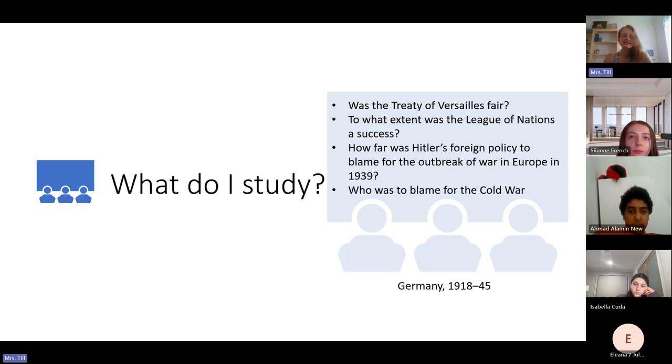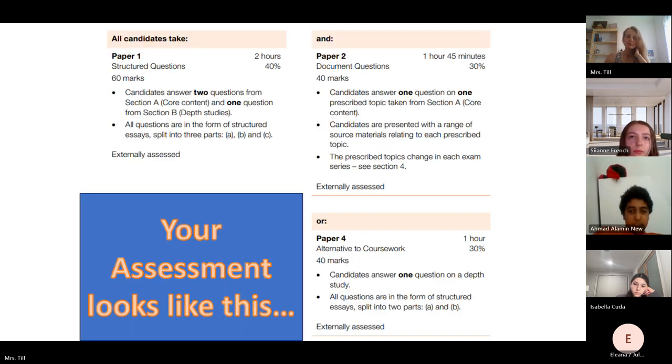In terms of our exam paper, we have three papers that we do. We do paper one, paper two, and paper four. That might seem a little bit odd, and I will just explain. Paper three is coursework. Because we're an online school, we can't do the coursework. I can't guarantee it's your work only. So we therefore do paper four, which is another exam paper.